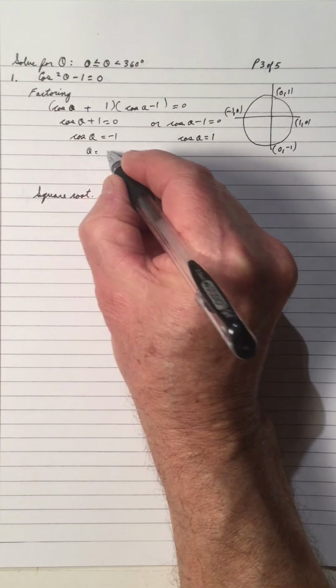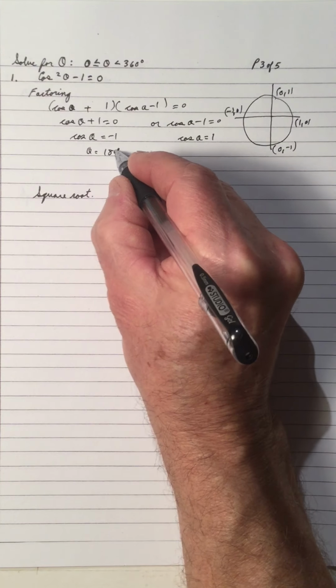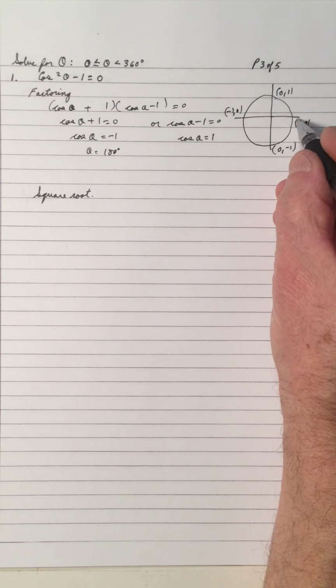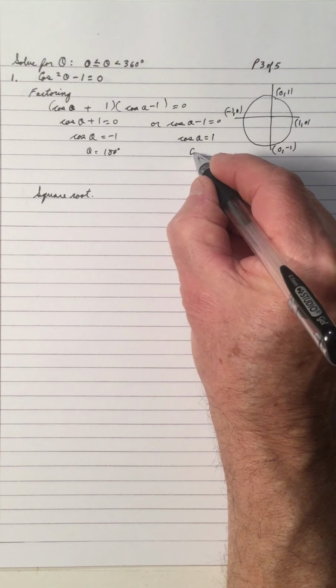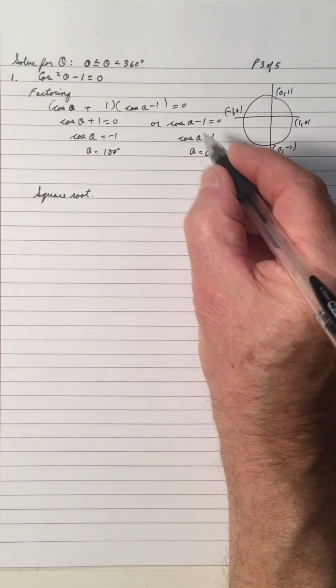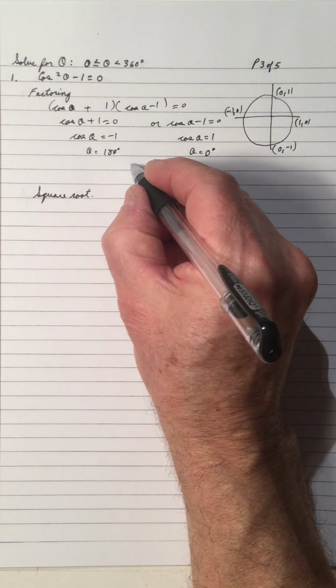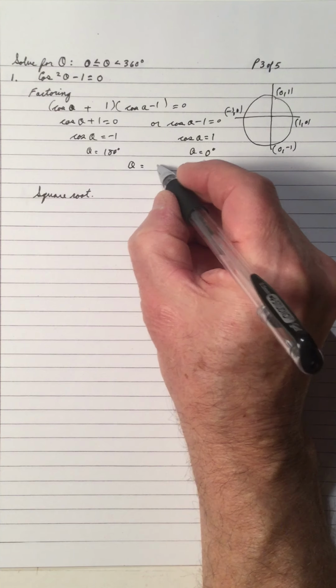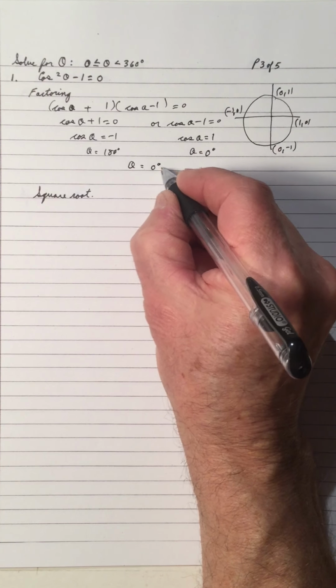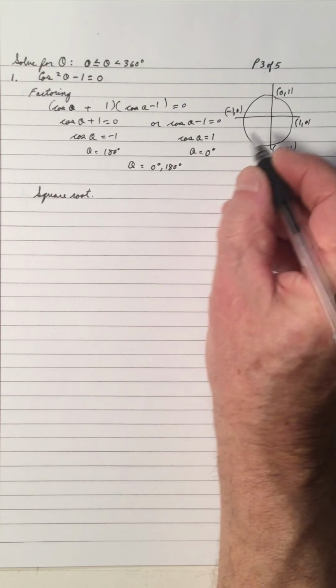For this one, we got 180. And cos is 1. Right here, x is 1, and that's at 0 degrees. And we can't use the 360 because it didn't say equal to. So the answers to this question, if you solved it, would be 0 degrees and 180 degrees.